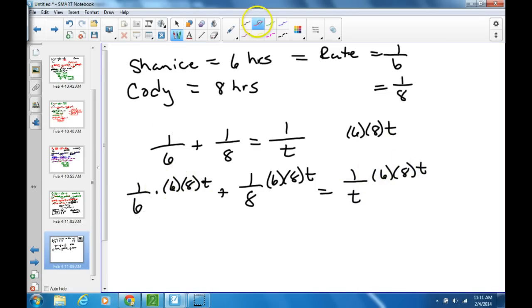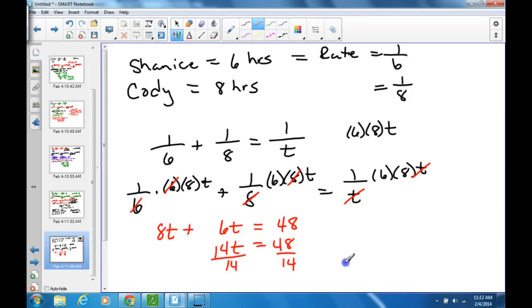What can I cancel out of the first one? 6. So I'm left with 8t. How about the second one? An 8. I'm left with 6t. And the last one, the t's cancel, so what's 6 times 8? 48. Now we can solve for t. 14t equals 48, and then what? Divide by 14. So t in this case would be 3.43 hours, which is how long it would take them to work on it together.